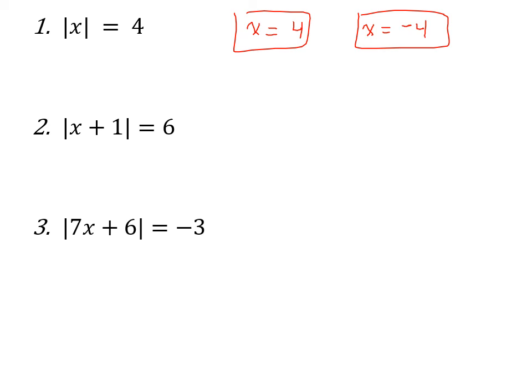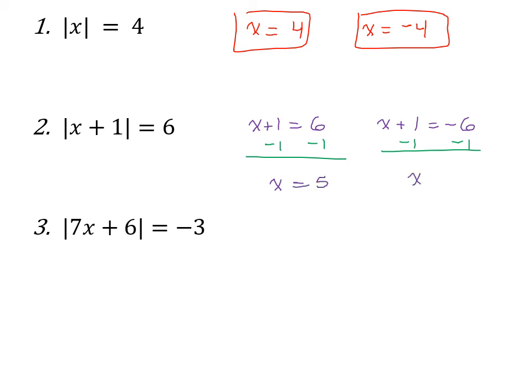On number 2, I would take what's inside the absolute values and set it equal to 6, and set it equal to negative 6. And then you solve each one of those by getting the x by itself. We subtract the 1 everywhere. And so I'll get that either x is 5 or x is negative 7. These also, you can plug them back in and make sure they work. If you did 5 plus 1 back in the original problem, you'll get 6. The absolute value of 6 is 6.